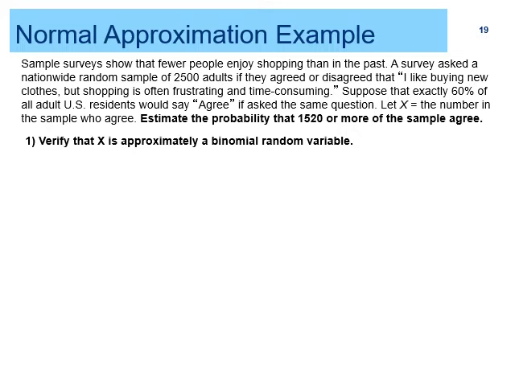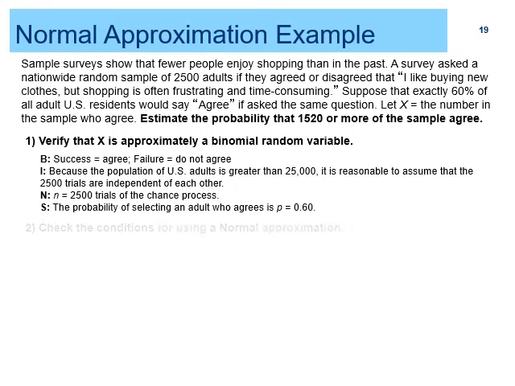First we verify that X is approximately a binomial random variable. There is success, that is agree, and failure, that is do not agree, so there are two outcomes. These are independent, because the population of US adults is greater than 25,000, so it is reasonable to assume the 2,500 trials are independent of each other. And n, the number of trials, is 2,500 because they asked 2,500 adults. And p, the probability of selecting an adult who agrees, is 0.60.